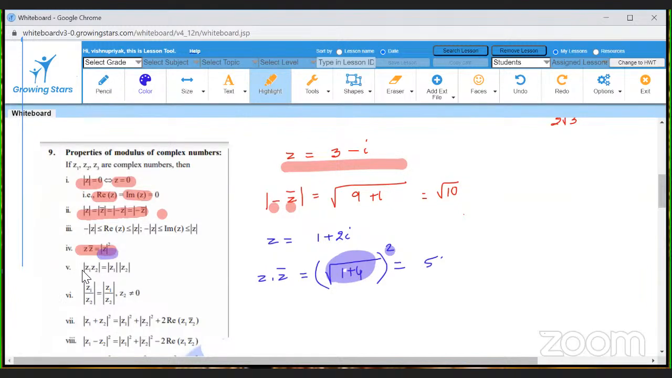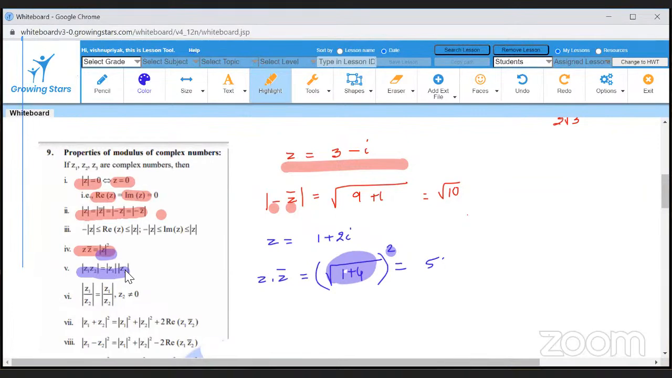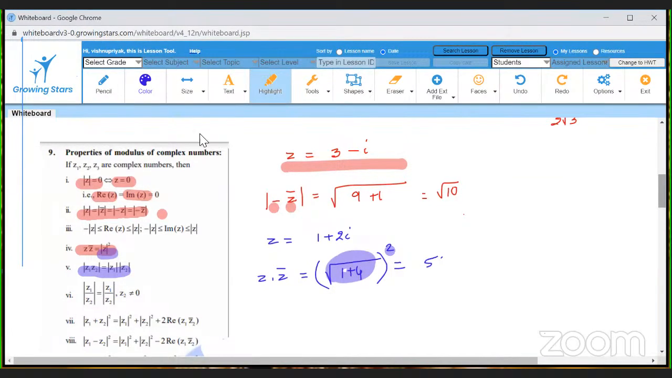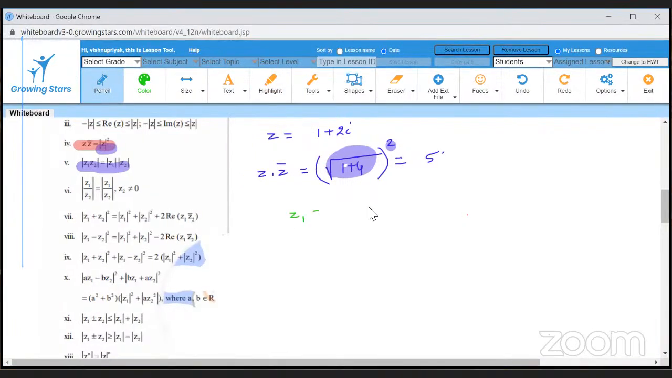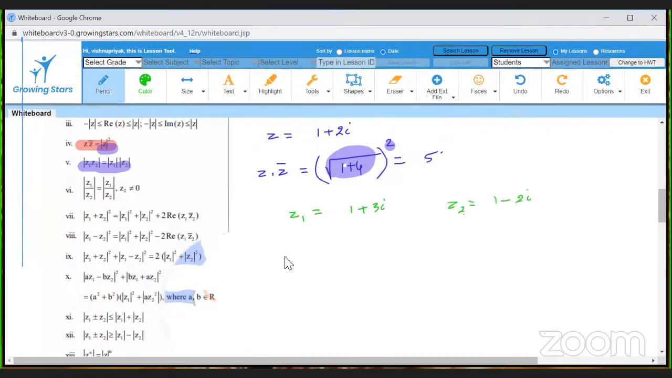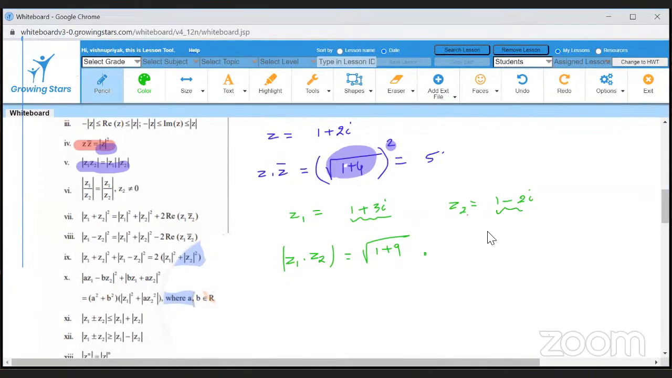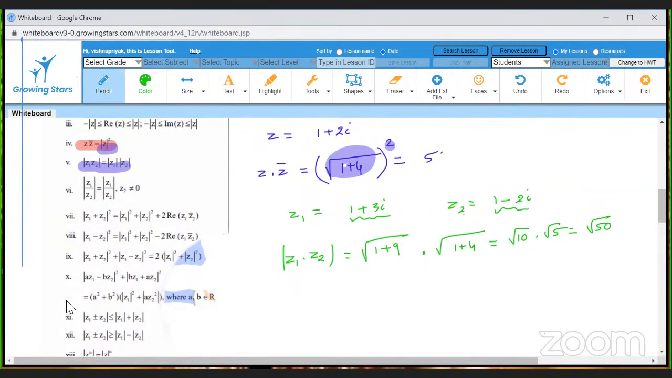Suppose this formula, mod of z1 z2. It is mod of z1 into mod of z2. So this formula is also useful. It is a shortcut method. Like if I give you z1 equal to 1 plus 3i and z2 equal to 1 minus 2i, and I ask you, multiply z1 and z2 and find the mod. Then what easy method can you do? Take the mod of z1, square root of 1 plus 9. Multiply with mod of z2, square root of 1 plus 4. Square root of 10 and square root of 5. Multiply. Square root of 50 will be the answer. How easy it is?